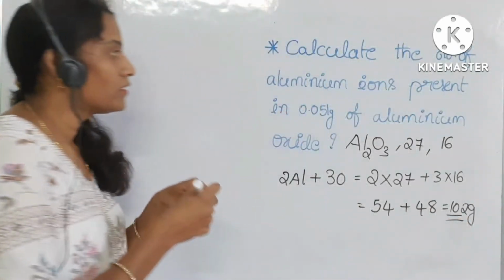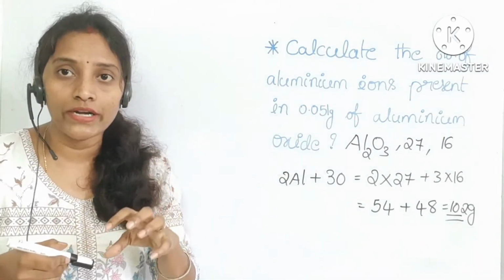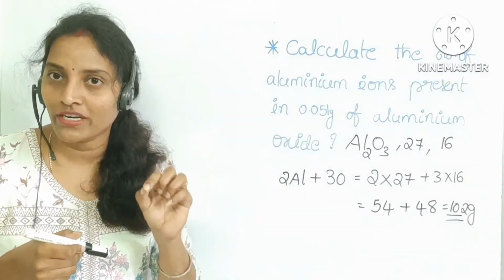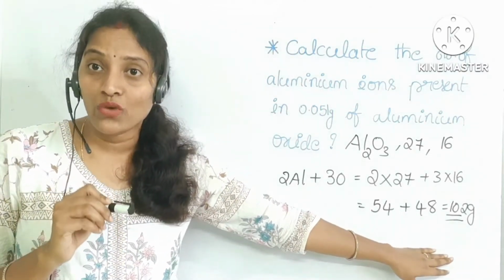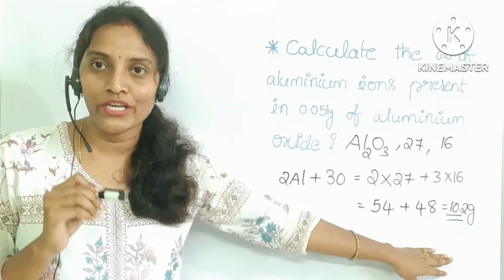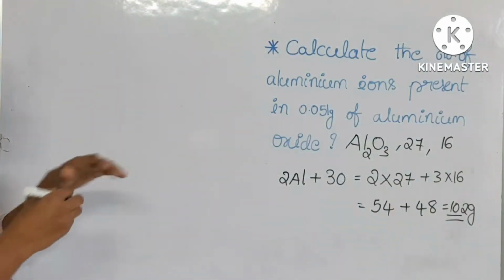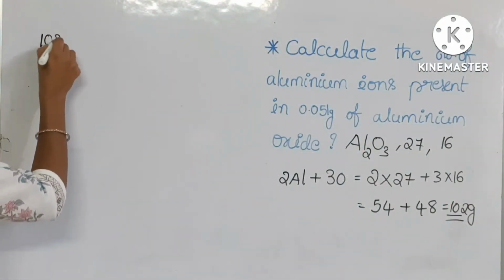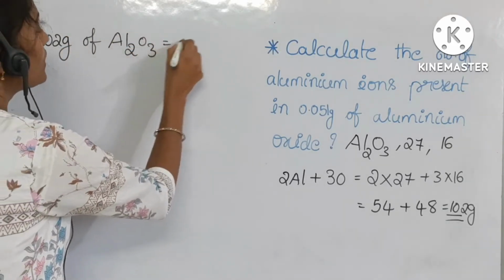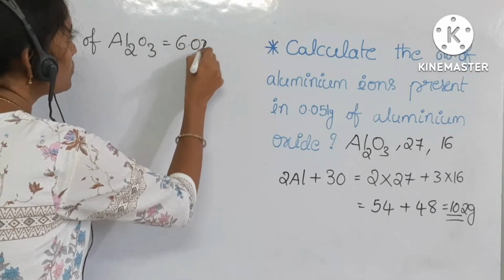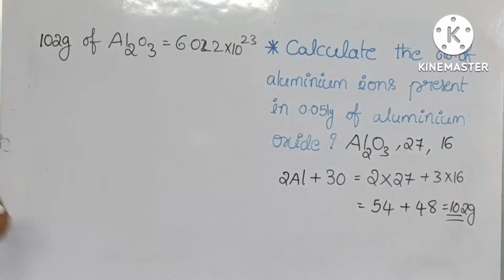Now coming to the problem. What is the number of particles present in 0.051 grams of aluminum oxide? First of all, you need to know that 102 grams of aluminum oxide is equal to 1 mole. Nothing but 1 mole, 102 grams of aluminum oxide, is equal to 6.022 into 10 power 23 particles or molecules or ions.